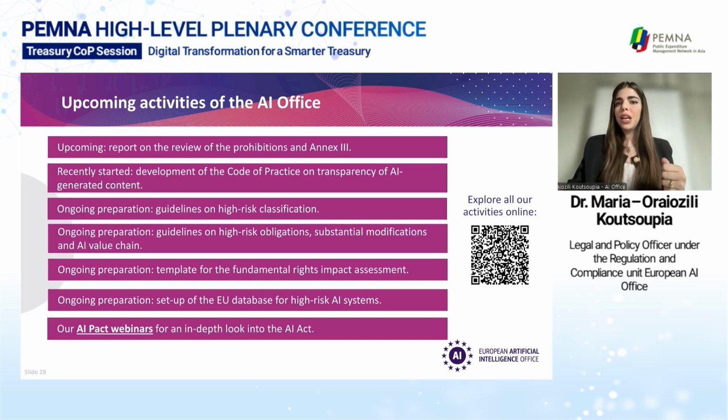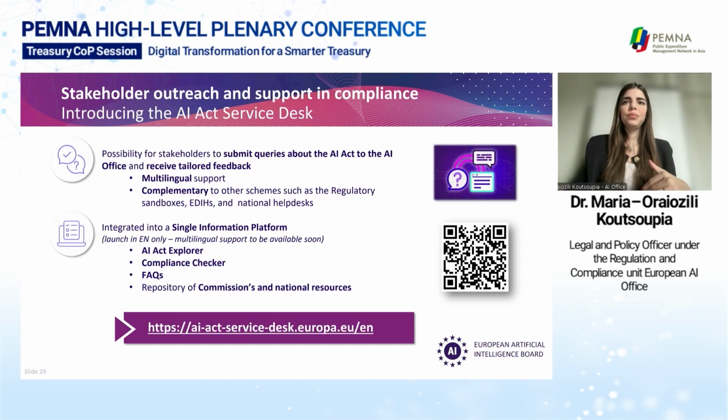There are upcoming activities of the AI office. We will update the prohibitions lists. The review will come, and we'll see if there is a need for the prohibitions to be updated. There are guidelines on high-risk classification, how to classify your product as high risk or not. There are some more important elements, I will not stay more in detail. Next slide, please. As I mentioned before, stakeholders have the possibility to discuss AI Act problems with the AI office, and there is a single information platform, one website for everything related to AI in Europe. And the last slide, please.